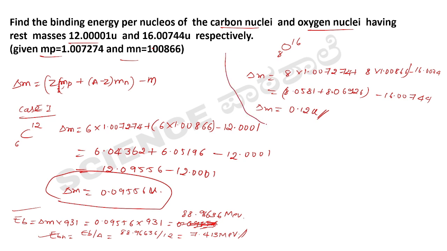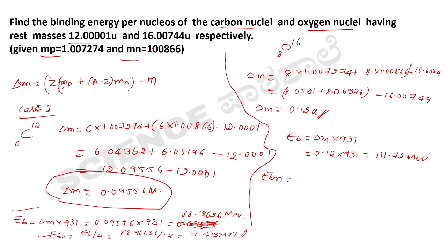Once you have done this calculation, you have to find the binding energy. EB is equal to delta M into 931. So delta M is 0.12, and 0.12 into 931 is equal to 111.72 MeV. Okay.